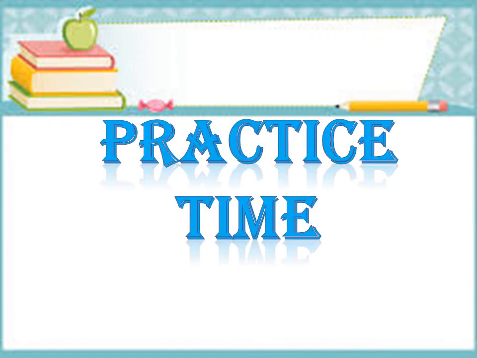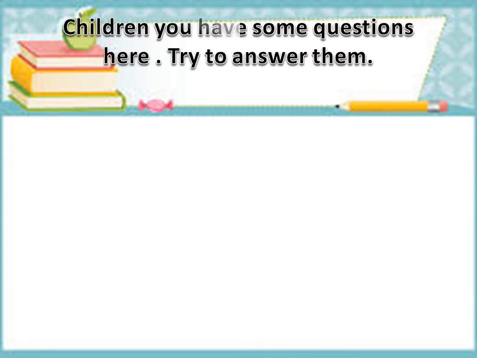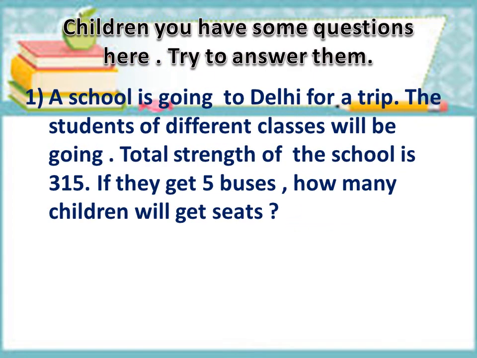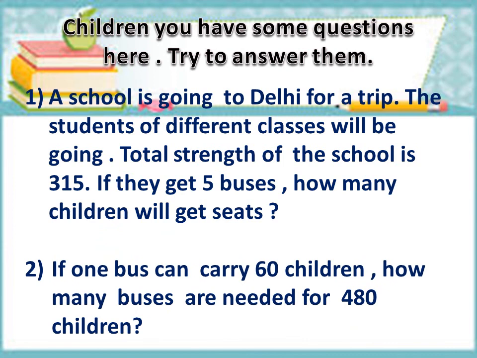Now, practice time. Children, you have some questions here. Try to answer them. A school is going to Delhi for a trip. The students of different classes will be going. The total strength of the school is 315. If they get 5 buses, how many children will get seats?